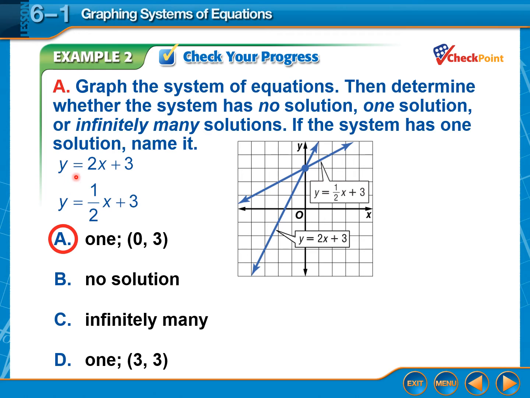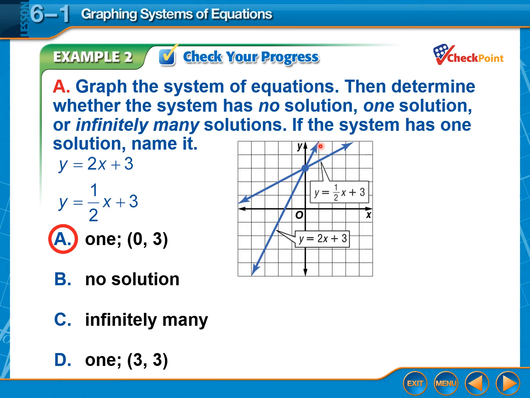I take the equation y equals 2x plus 3 and I use that to graph it. I start at 3 on the y-axis and my slope is 2 over 1. So it's going up 2 on the y-axis as I go over 1. So this line here represents 2x plus 3. All right, my other equation also starts at 3 on the y-axis, but its slope is 1/2. So it's going up 1 and over 2. So it's right here.